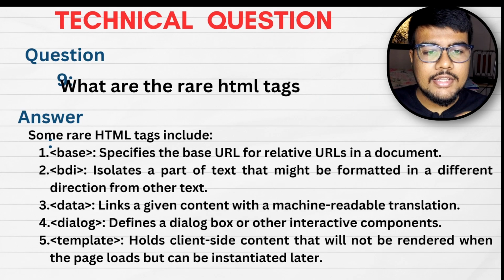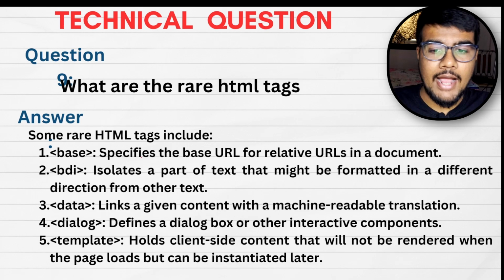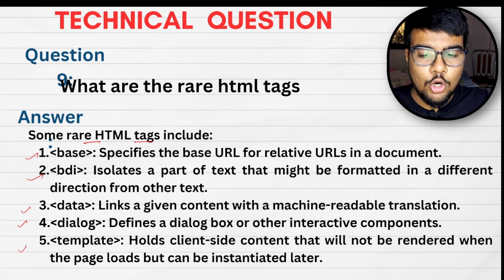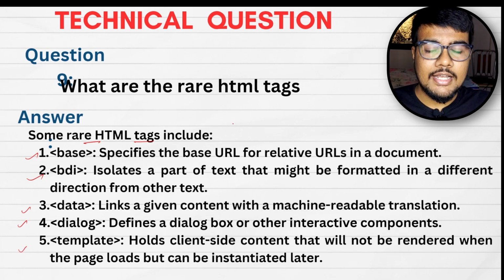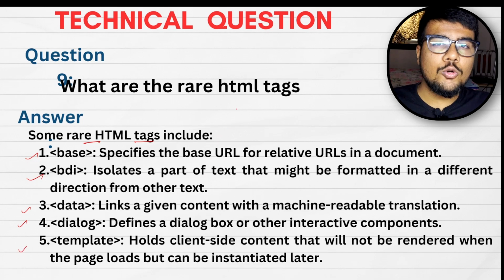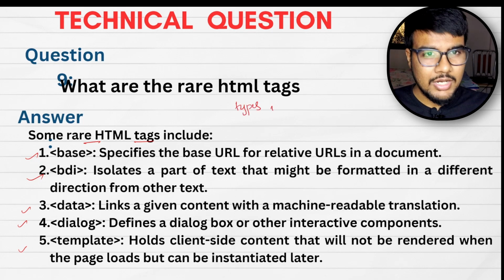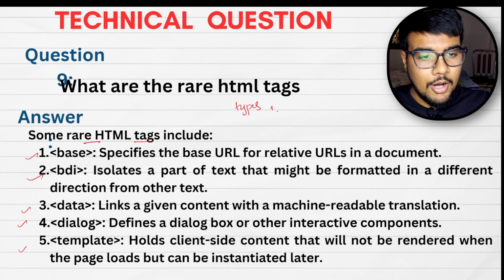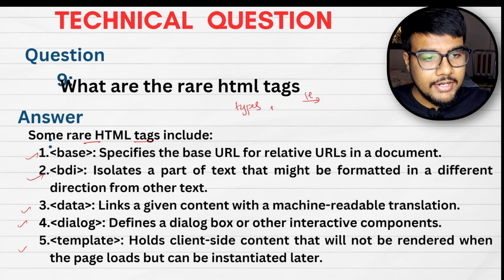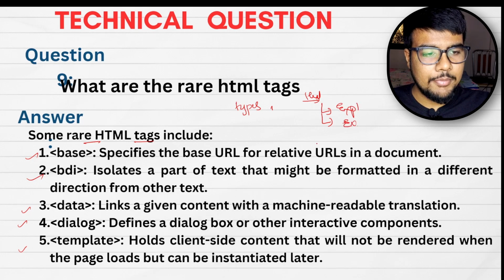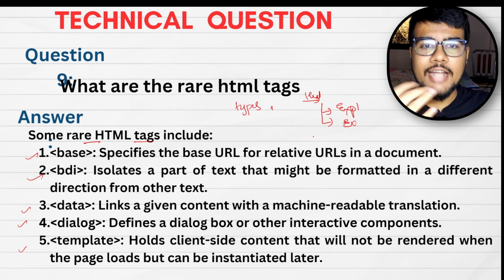Great. So what are the rare HTML tags? Some rare HTML tags include base, BDI, data, dialog, template. Guys, in the mock sessions as well, I have seen people who don't know how to explain their answer. So firstly, let them know about the types. When you are explaining, give the heading, then explanation, and if an example is possible, then the example. Try to do it in that format.